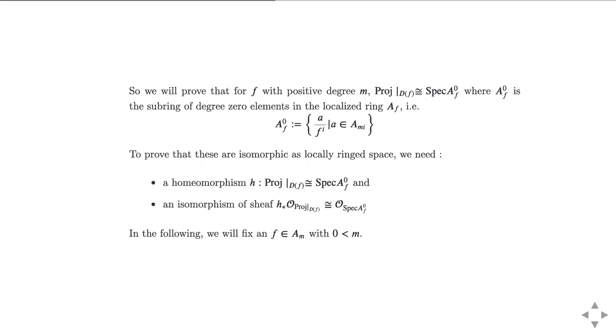And so to prove that these two locally ringed spaces are isomorphic, we need two components. The first one is we need a homeomorphism on their topological space. That is, we need to prove that the projective spectrum restricted to the basic open set is homeomorphic to the prime spectrum of the degree zero ring. And then we need to construct an isomorphism from the push forward or pull back. Here the term is, yeah, the push forward of the structure sheaf restricted to the basic open set is isomorphic to the structure sheaf on the prime spectrum of the degree zero ring. So from now on, we'll always be fixing an F with degree greater than zero.